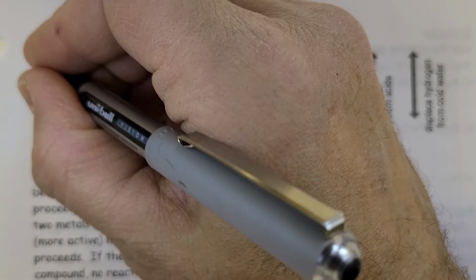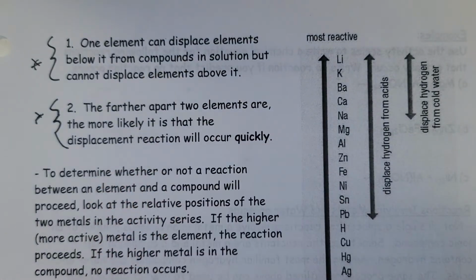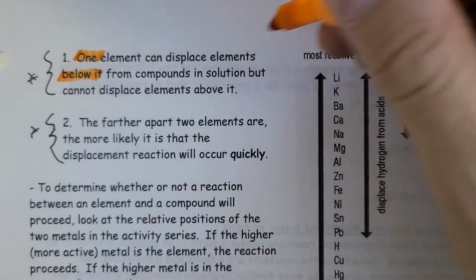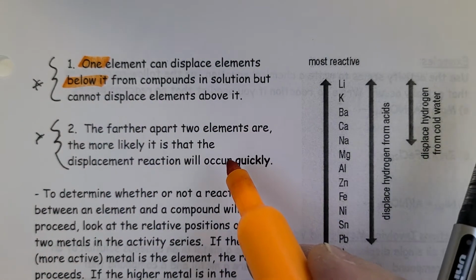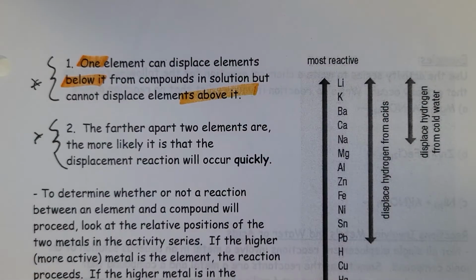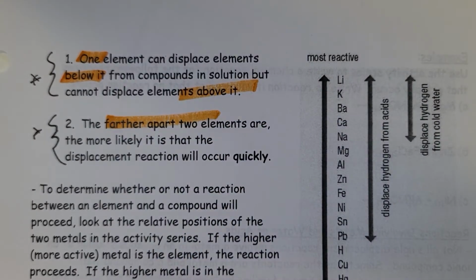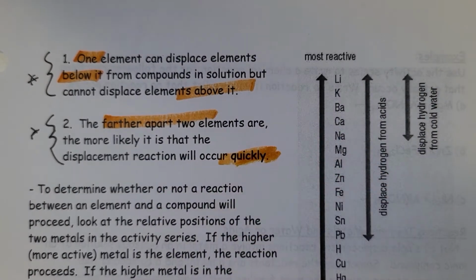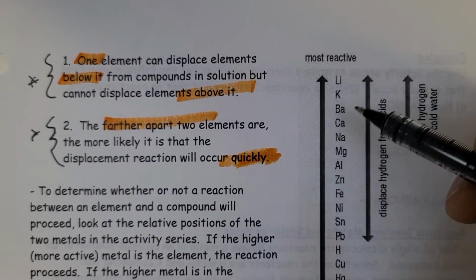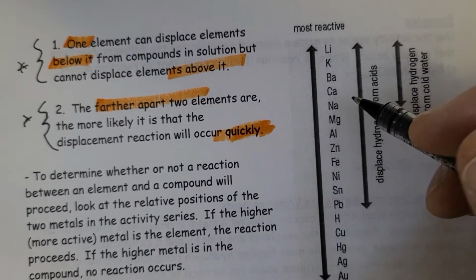So we should likely highlight these. One element can displace elements below it. So if you have your single element, it can displace elements that are below it from compounds in solution, but it cannot move above. And of course, the farther apart the two elements are, the more likely that the reaction will happen quickly. So the larger the difference, a strong, more active one versus a least active one, it'll happen quick.